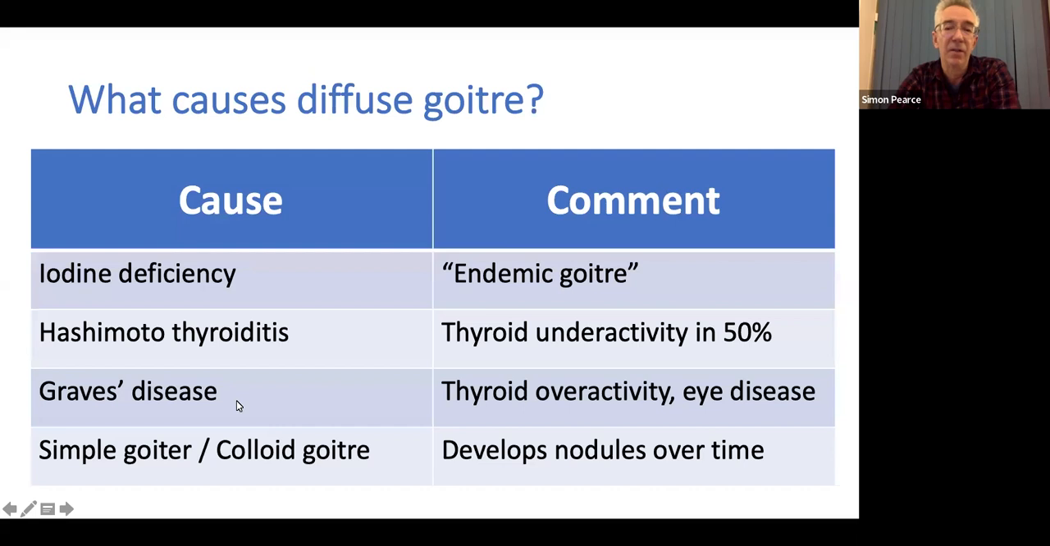In Graves' disease, it's caused by stimulation, and it's almost always associated with thyroid overactivity, and then rarely with thyroid eye disease. And then there's this condition called simple goiter or colloid goiter, and that starts off often in young people around the age of puberty, and it develops over time, grows bigger, and then by the time you get to the age of 70 or 80, often you've got nodules from that background of a diffusely enlarged thyroid gland. So those are the common causes of diffuse goiter.